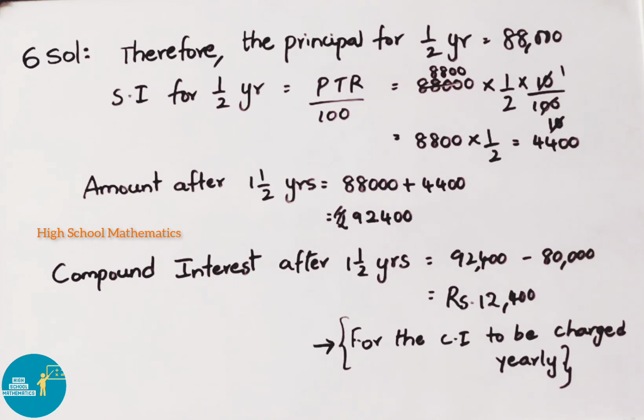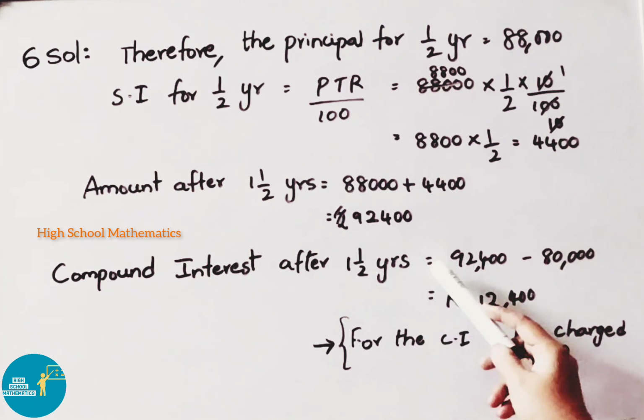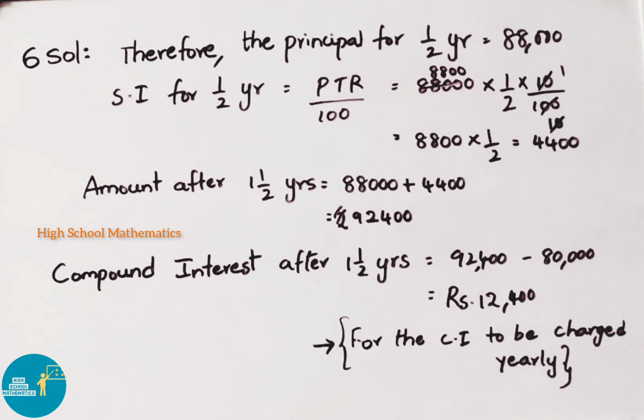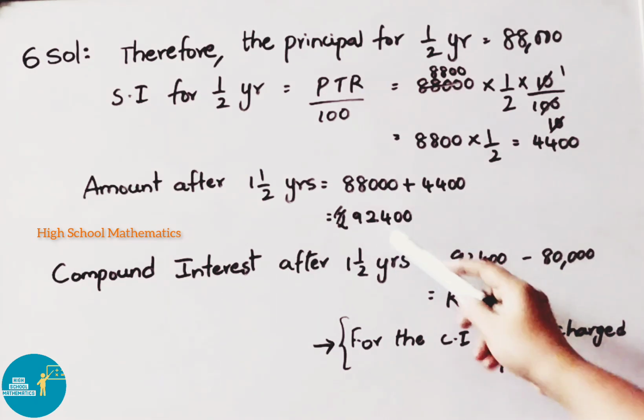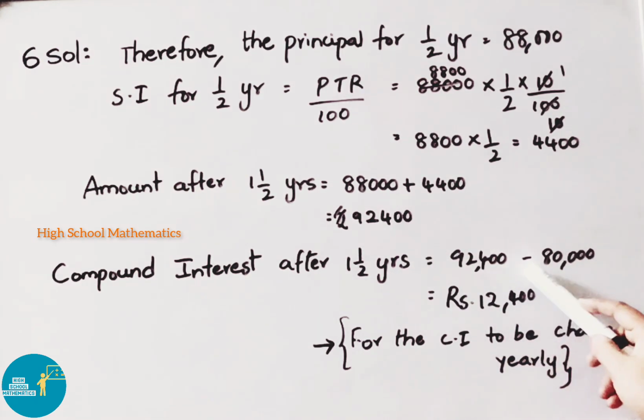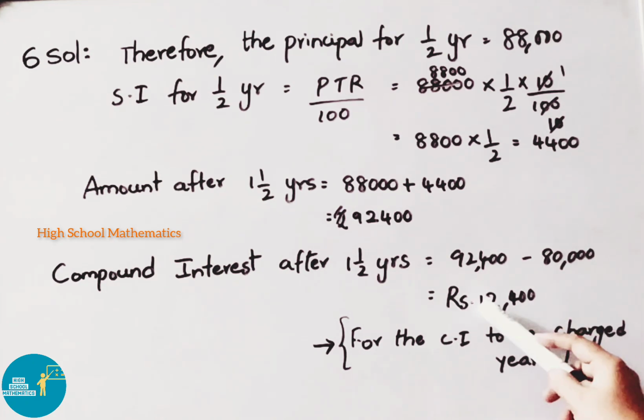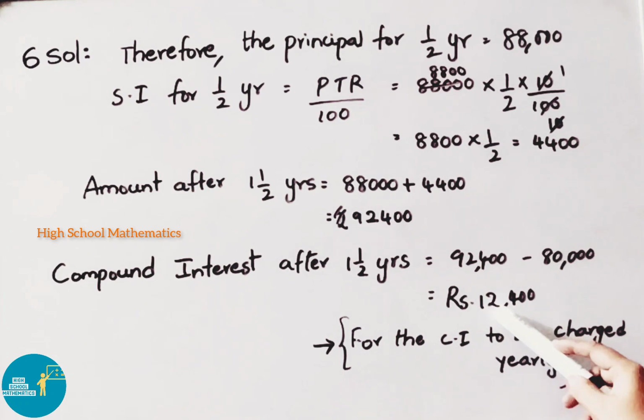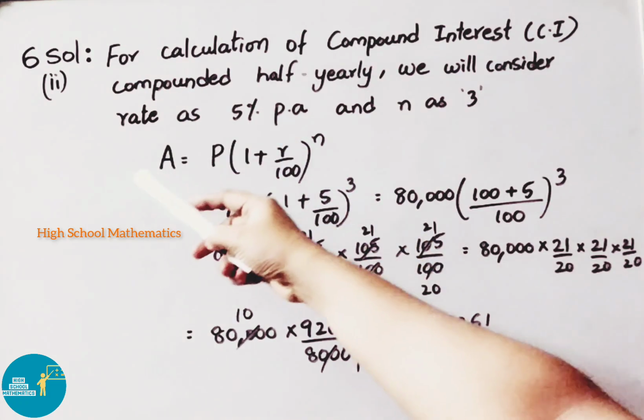Now we shall calculate the compound interest after 1.5 years. That equals amount minus principal. Here the amount is 92,400 minus principal 80,000 rupees. On subtracting both, we get the compound interest for 1.5 years, that is 12,400 rupees. See now the 6th question, second sum.